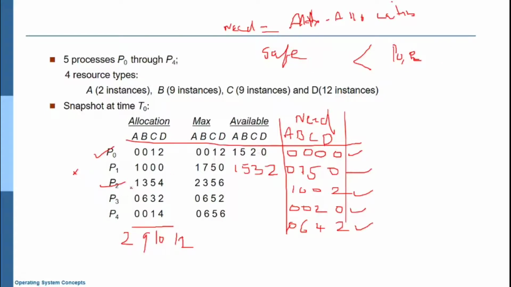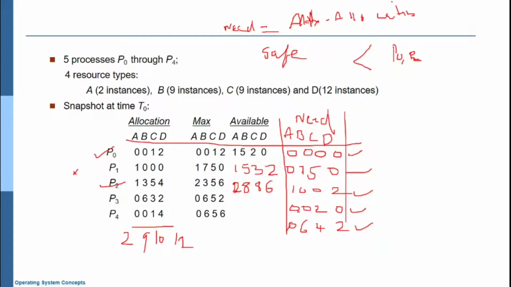Okay, so now add the resources to the available table. So 1 plus 1, it is 2. 3 plus 5, it is 8. And 5 plus 3, it is 8. And 4 plus 2, it is 6. So these are the available resource type instances. Next it is P3. So what does it require?